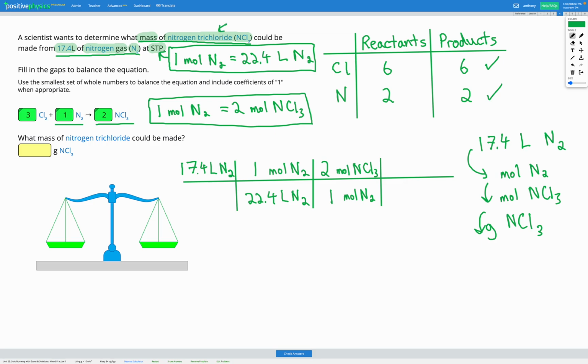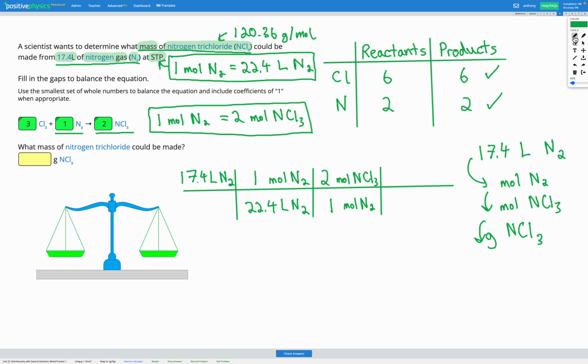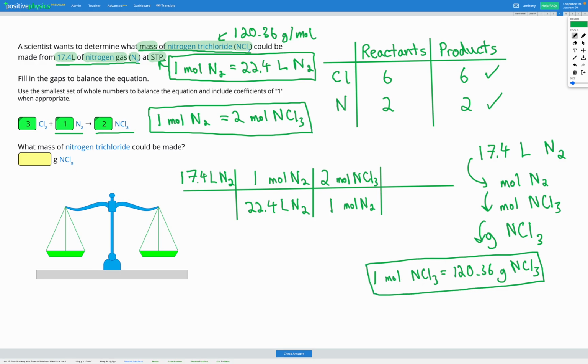So I had 120.36 grams per mole for nitrogen trichloride. And remember what that means is that in 1 mole of nitrogen trichloride, I have 120.36 grams of nitrogen trichloride. So that's going to be my conversion factor for my last step here. So I'm going to have moles of nitrogen trichloride on the bottom. Since I want that to be cancelled out, I want that to divide with the moles on the top. And then I want to get what I'm trying to find, which is grams of nitrogen trichloride, and put that on the top.